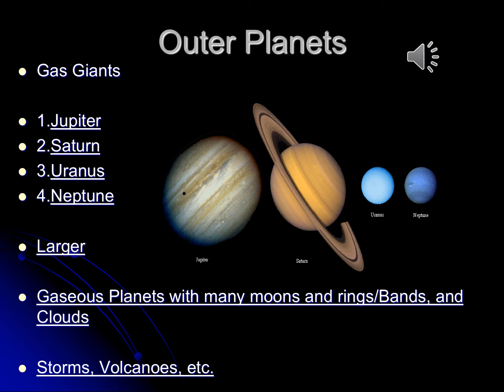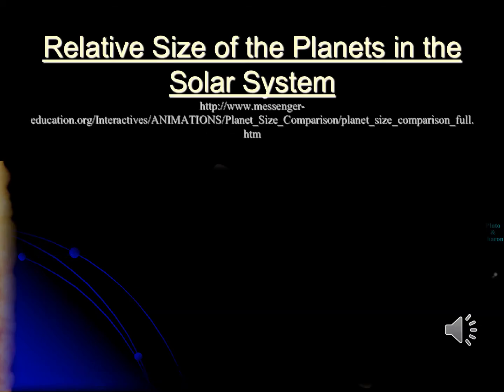These planets are much larger than the inner planets. They are gaseous. All of them have rings, and they have many, many moons. There are also storms and volcanoes on these outer planets. So just like all of the inner planets have predictable patterns, guess what? So do the outer planets.